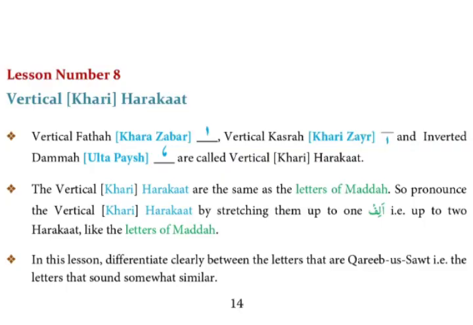Next rule. In this lesson, differentiate clearly between the letters that are qaribu sawt, that is, the letters that sound somewhat similar. For example, ta with 2 dots and the other ta, mustaliya one, are similar in the sound, not same but similar in the sound. So you have to make the clear difference between ta and to, like you have to pronounce ta with normal voice and ta with thicker voice.